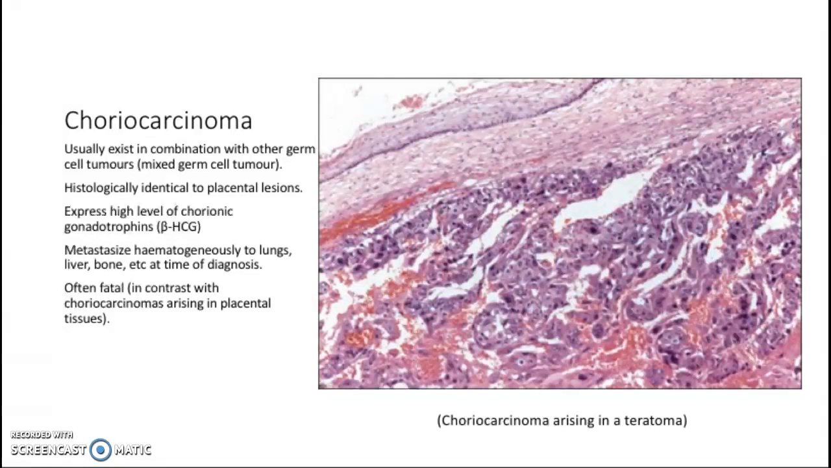Choriocarcinoma usually exists with other germ cell tumors as well, and is usually known as mixed germ cell tumor. It's histologically identical to the placental lesion, and it expresses a high level of chorionic gonadotrophin or beta HCG. It metastasizes hematogenously to the lungs, liver and bone, and is often fatal. This is in contrast with choriocarcinoma arising in placental tissue. This is a picture of choriocarcinoma arising in a teratoma. This is the squamous epithelial lining of the cyst.